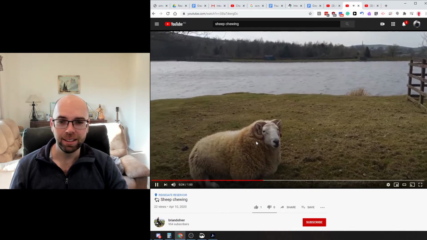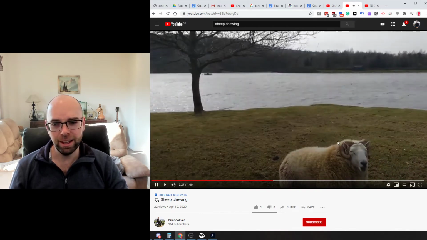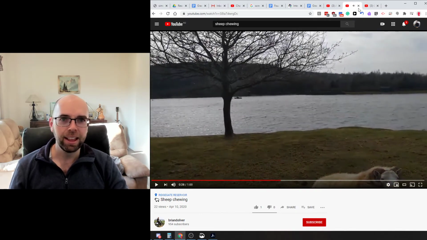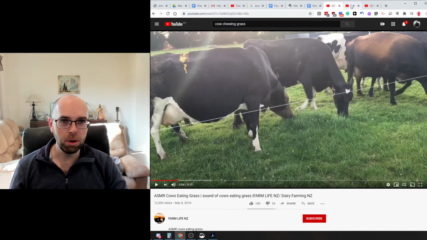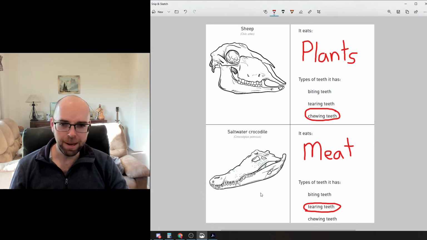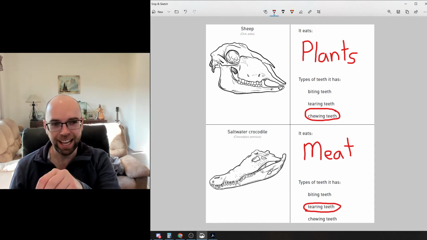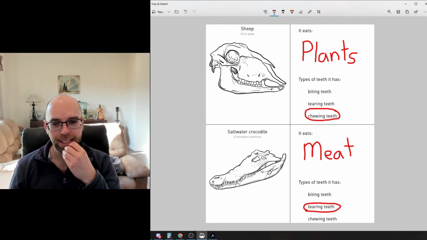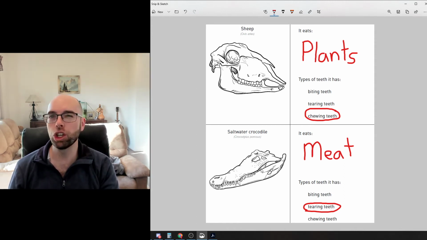All right. So if we understand that those are using its molars to chew and its incisors to cut, then does that mean a crocodile who only has tearing teeth can't bite and cut things with his mouth? It actually sort of does, yeah. Does that mean a crocodile can't chew? Well, not really, no. They only have tearing teeth.